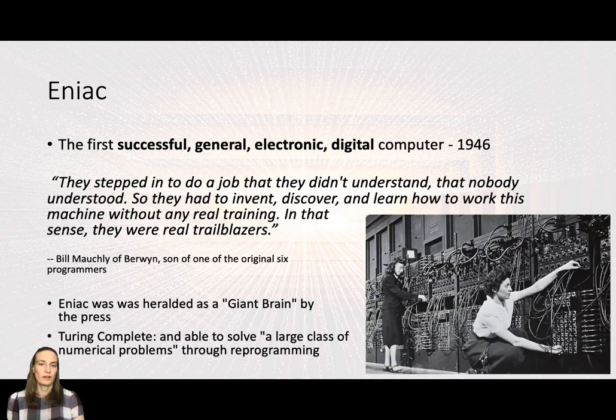So, if we're looking at the real first successful digital computer, we arrive at the ENIAC. The ENIAC machine was developed in 1946 and it was heralded by the press as a giant brain. An interesting fact about this ENIAC computer is that it was actually operated by using patch cables. So instead of pressing buttons or operating functions in programming code, you had to physically connect one subroutine with another subroutine using an actual physical cable.